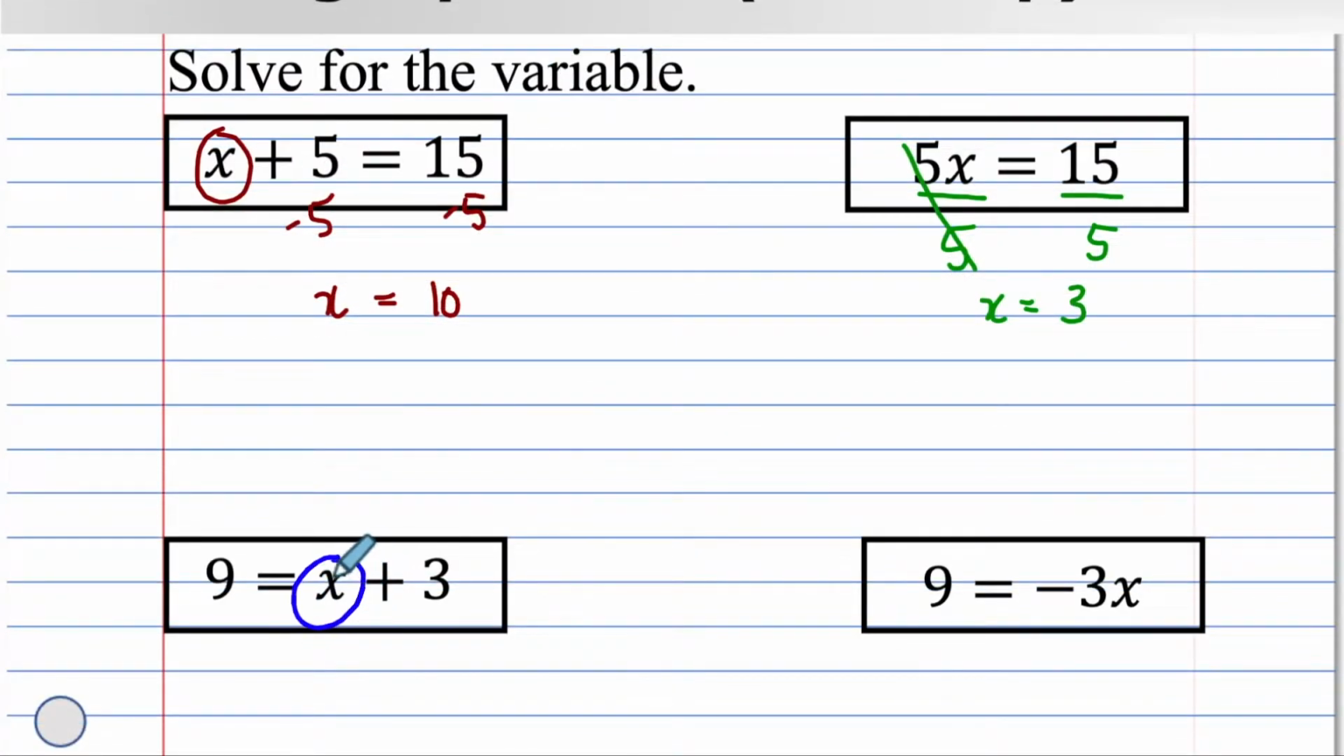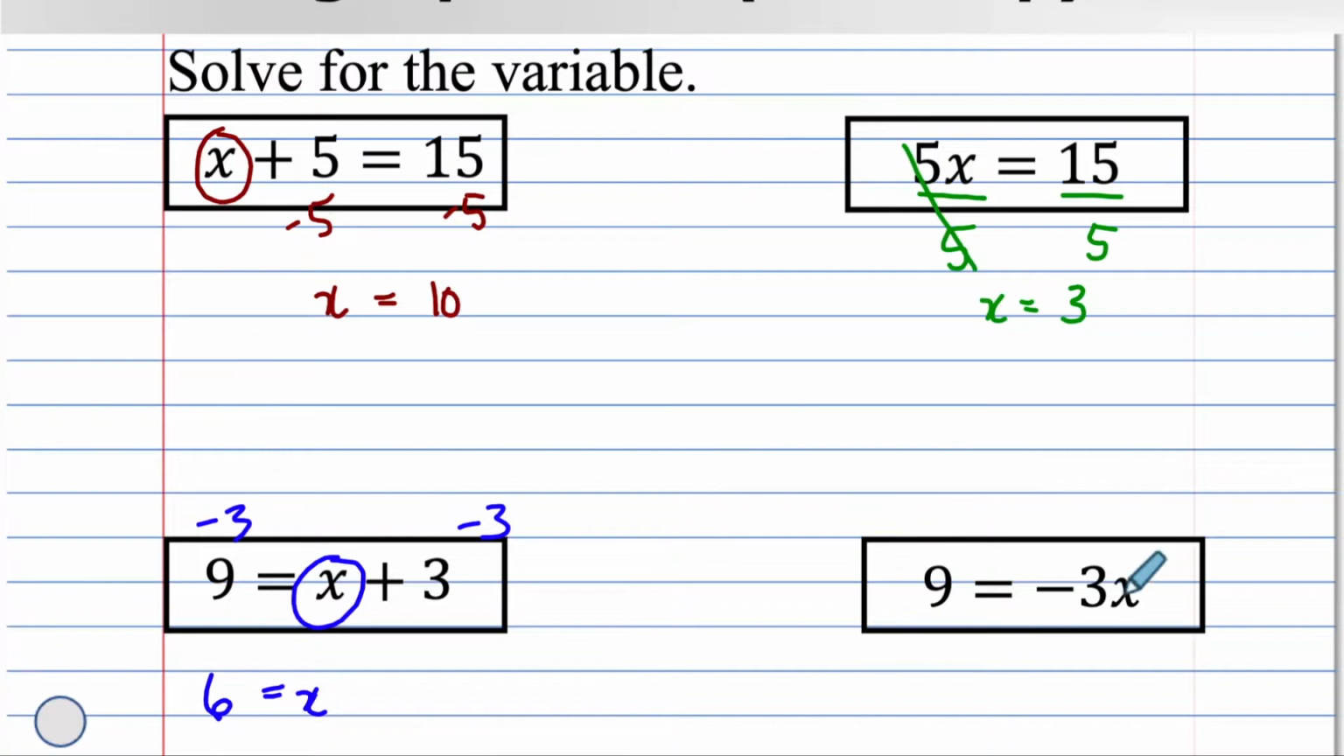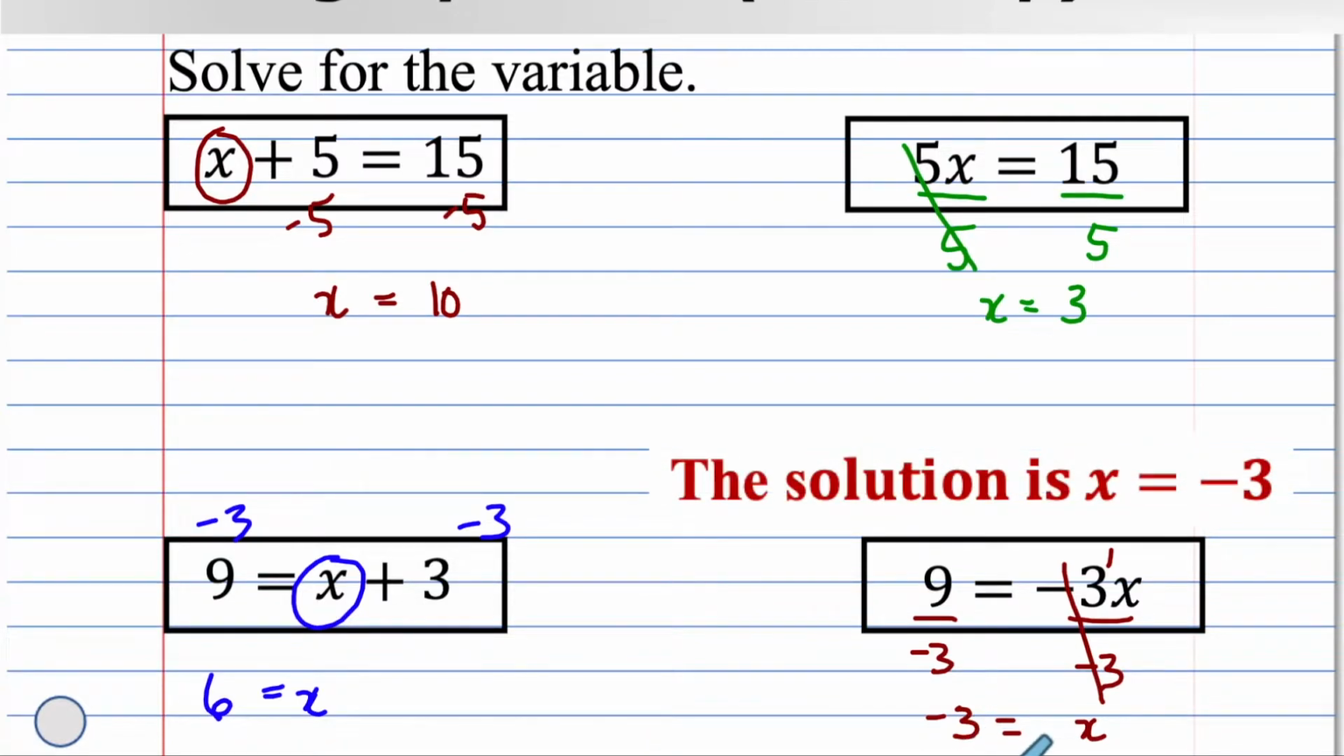Remember, in order to get this x by itself, we subtract 3 both sides. 9 minus 3 is 6 equals x. X was equal to 6. But now we have a multiply in between. In order to get x by itself, we need to divide. Because if we divide by -3, -3 divided by -3 makes a 1. We're left with x on the right side. But what we do to one side, we must do to the other. 9 divided by -3 is a -3. Therefore, x is equal to -3.